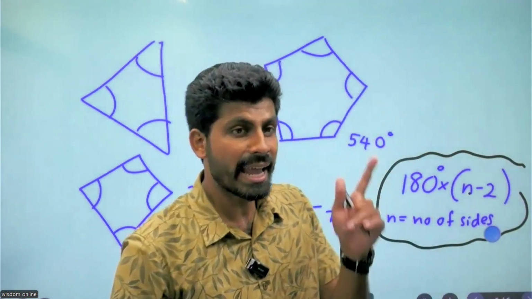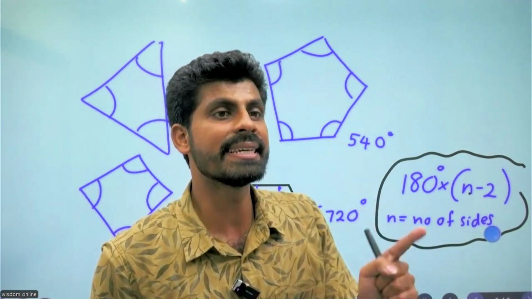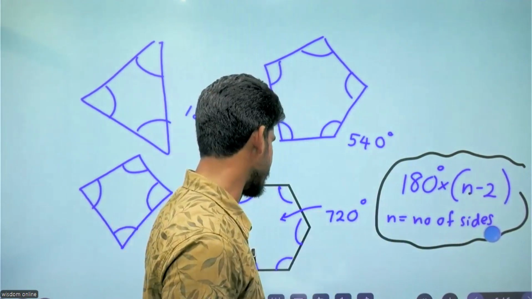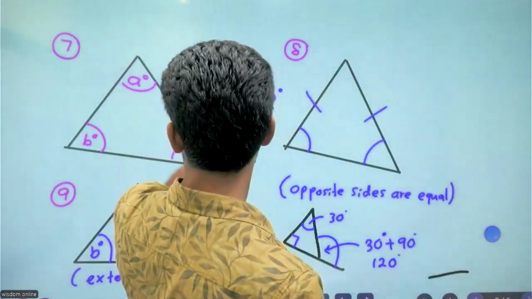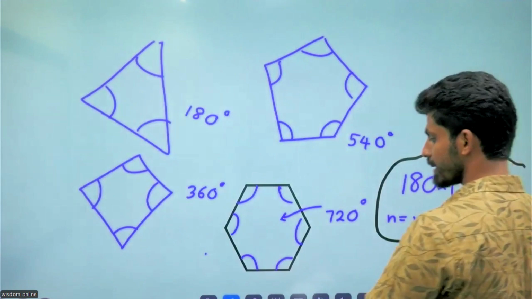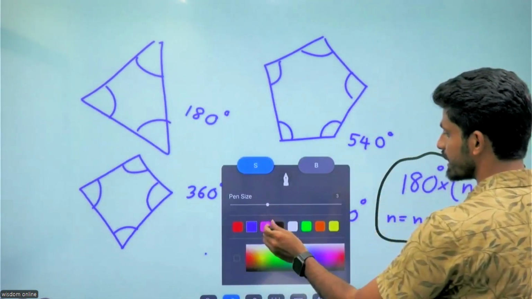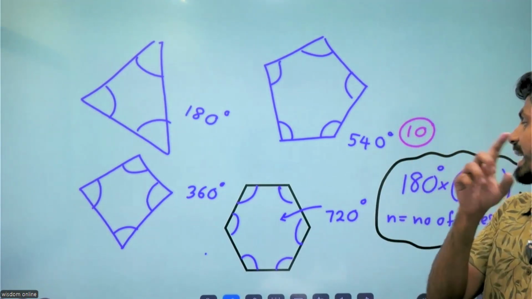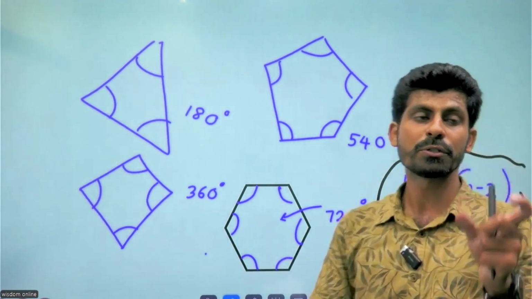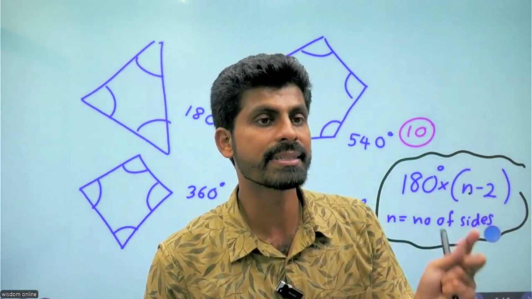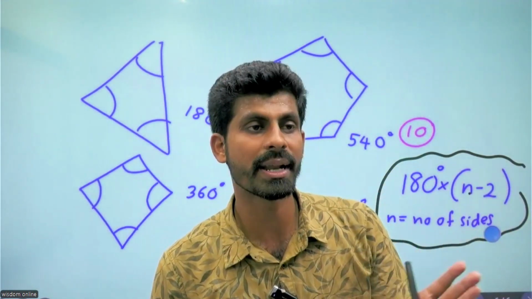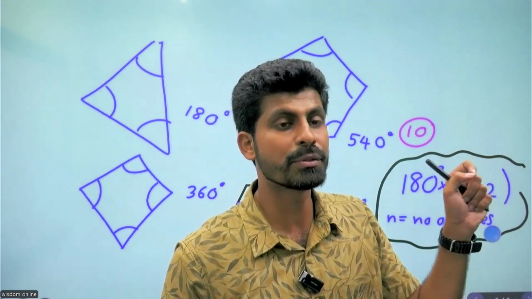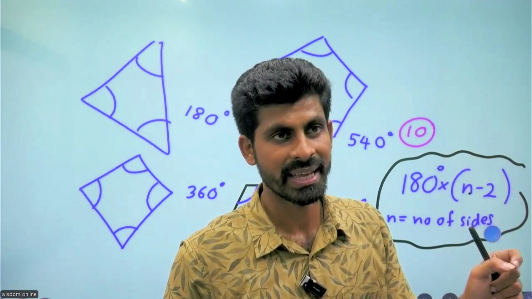Any polygon, look at the theorem number. What is the theorem number? 8, 9, and this one is theorem number 10. The total value of the angles inside the polygon equals 180 multiplied by n minus 2, where n equals the number of sides of the polygon.